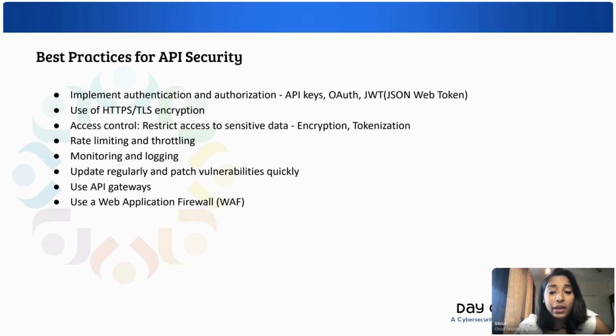We can use API gateways, which act as the gatekeeper between the client and the server, protecting against malicious attacks before they reach their destination. We can also use a WAF, which is a Web Application Firewall. It's a piece of security software that sits between our API and the internet, filtering out any malicious traffic before it reaches our server. So it's a great way to protect against DDoS attacks and other malicious activities. All right, so these are the API security best practices.